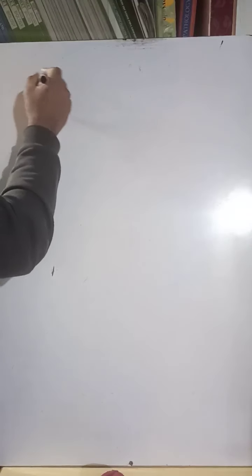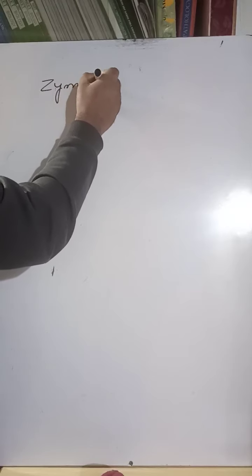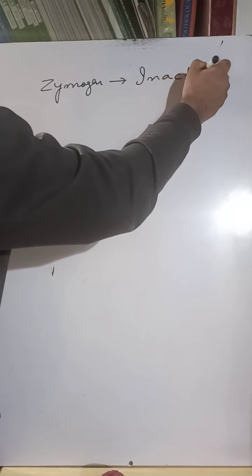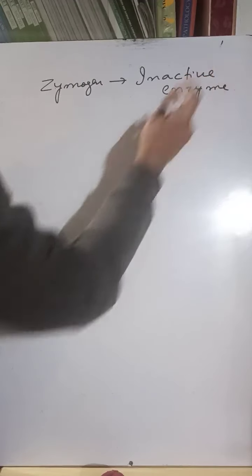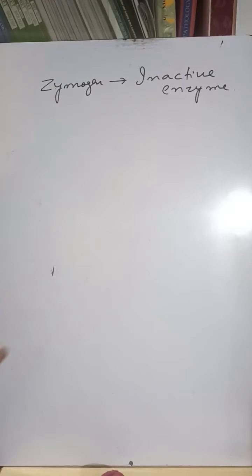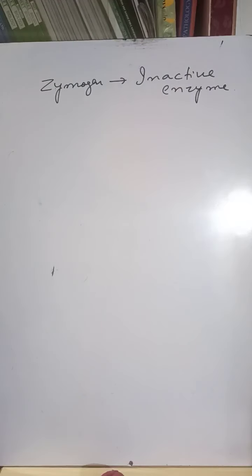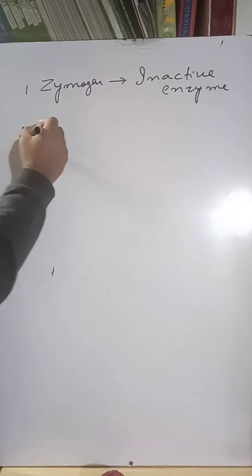The first one I discuss here is zymogen. Zymogen is simply a term given to inactive enzyme. When the enzyme is inactive, it is called a zymogen. For example, there is prorenin, it is converted into renin. For example, there is pepsinogen, it is converted into pepsin. So pepsinogen is inactive enzyme and inactive enzyme is called zymogen. Number one. Number two is enzyme.